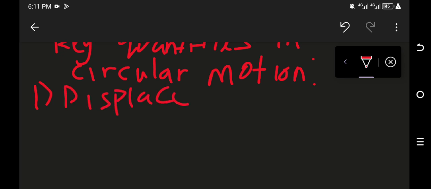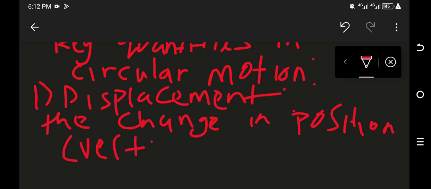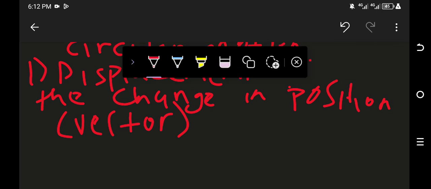What is this displacement? Displacement is just the change in position. When you move from one point to another, that is displacement. Displacement is a vector quantity. It has both magnitude and direction.